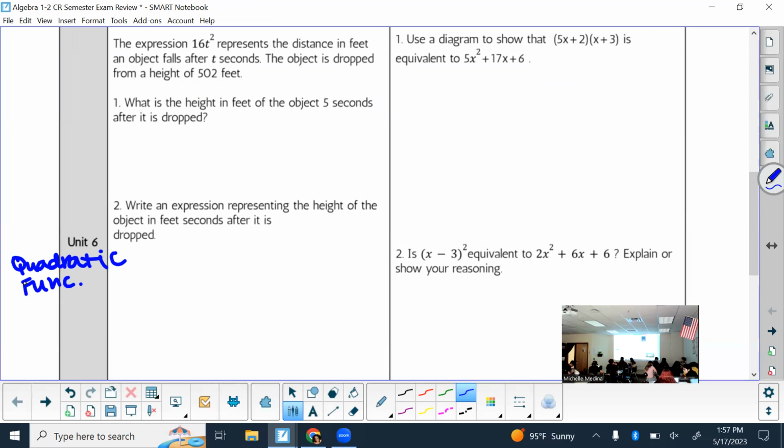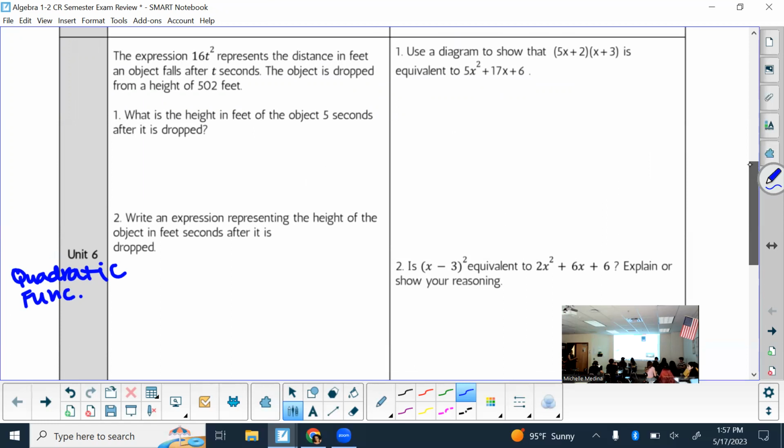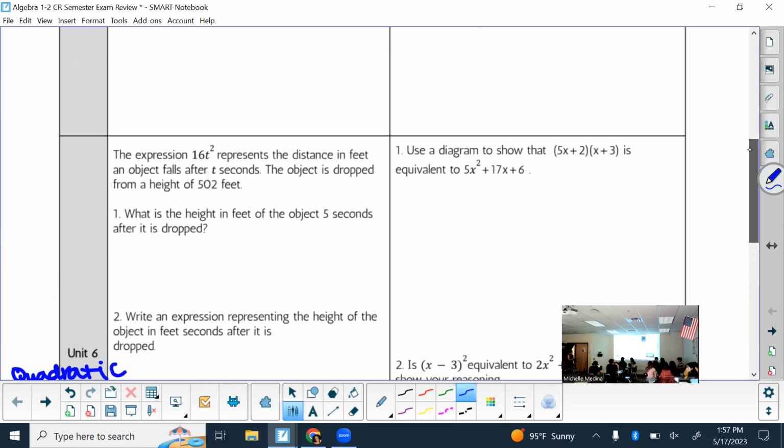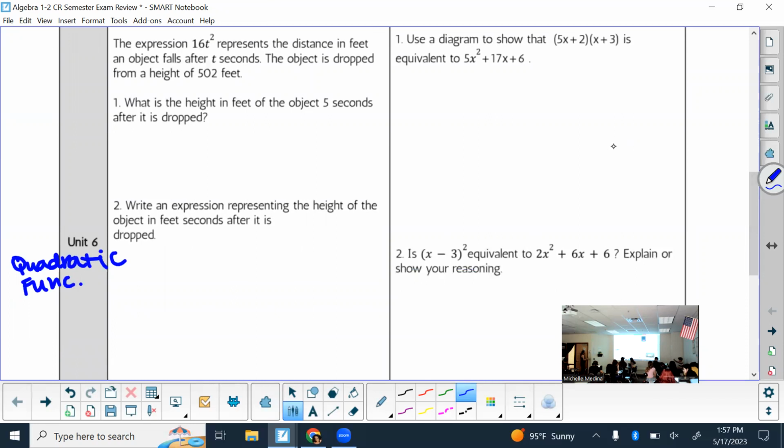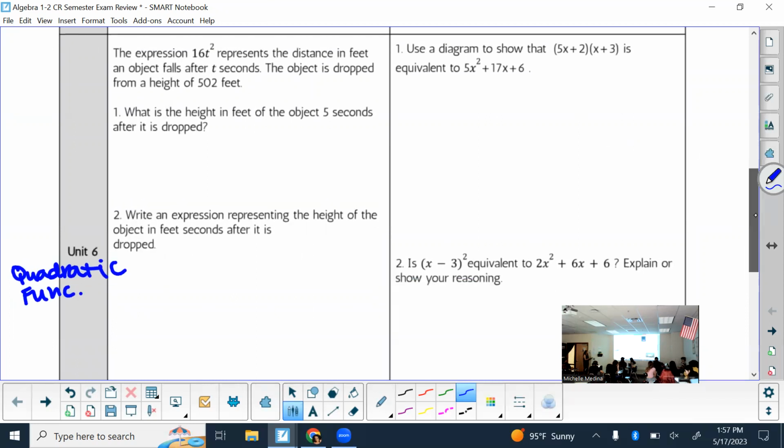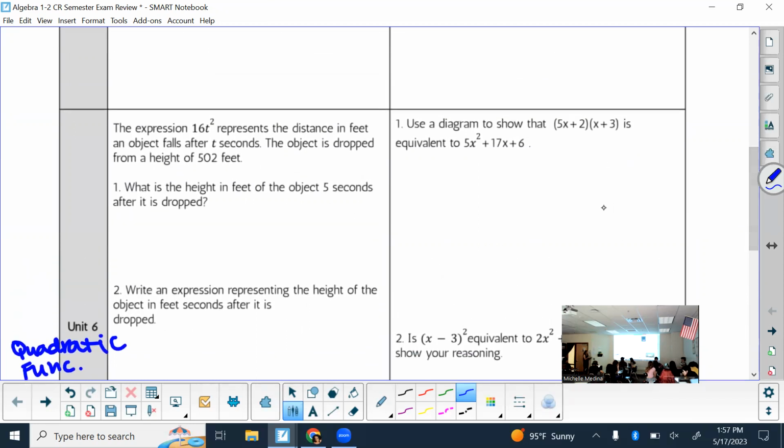The second choice on unit 6 says use a diagram to show that (5x + 2)(x + 3) is equivalent to 5x squared plus 17x plus 6. So you don't really need to have a diagram, but you do need to prove it. You just need to show that they're equivalent. What's the way that you could do that?